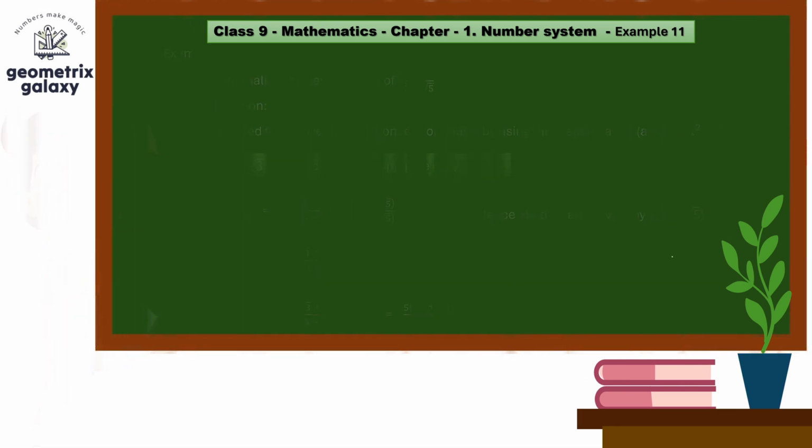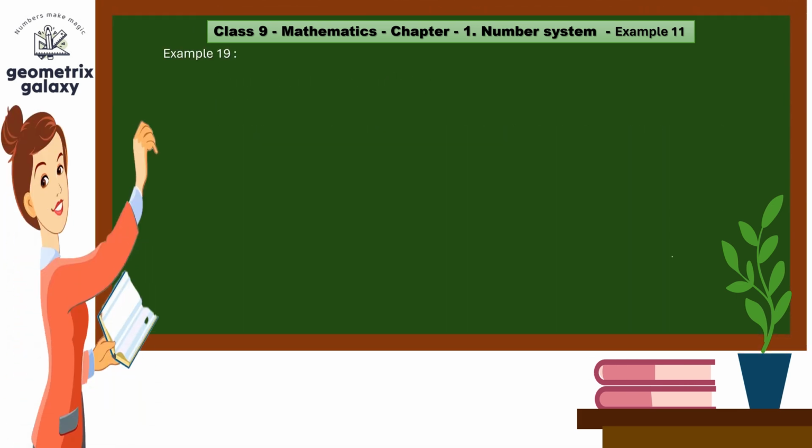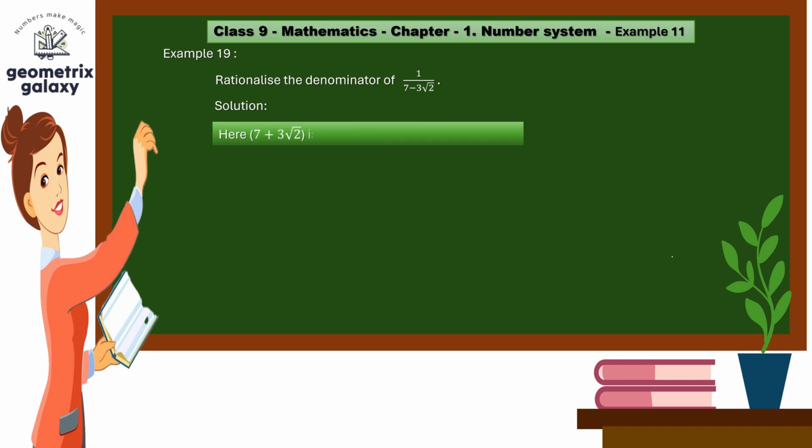Now let us take example 19. Here also we are going to rationalize the denominator of 1 by 7 minus 3 root 2. Now I hope you know how to find the conjugate of 7 minus 3 root 2. What is the conjugate of 7 minus 3 root 2, children? It is 7 plus 3 root 2. Good. So now we are going to multiply and divide by 7 plus 3 root 2. So now let us start solving the question. Take the conjugate and multiply and divide the given question.